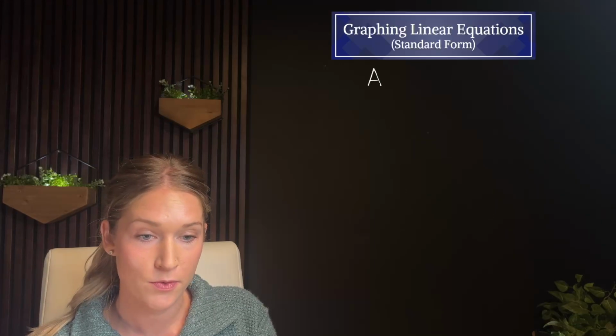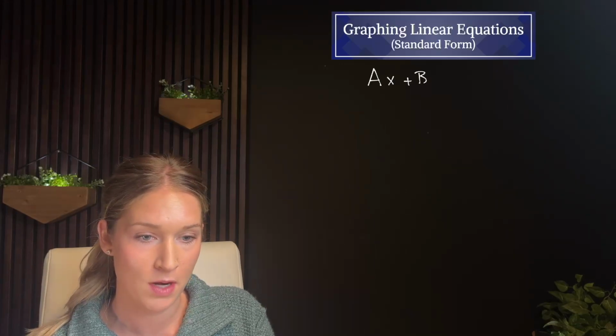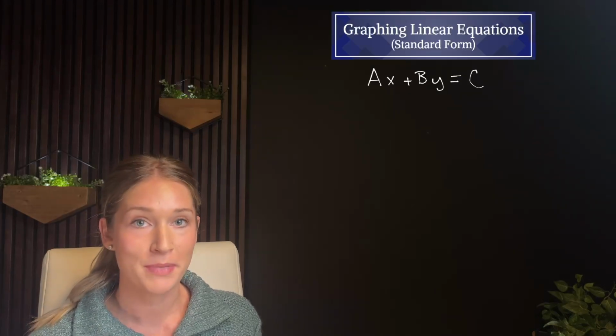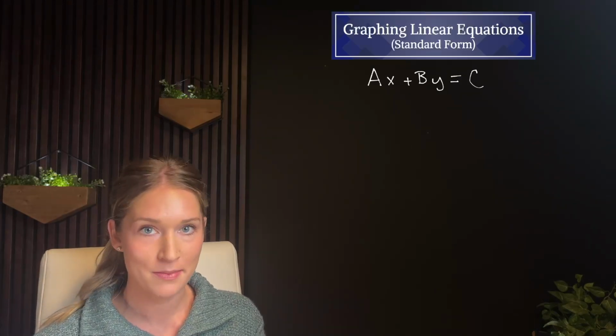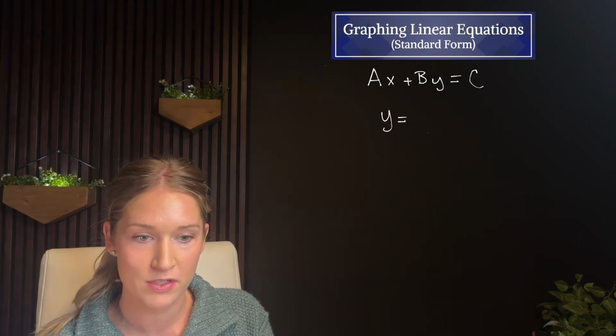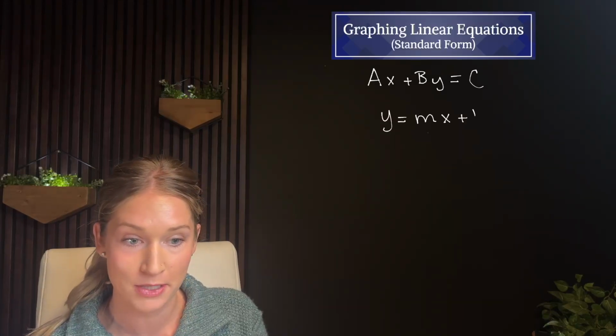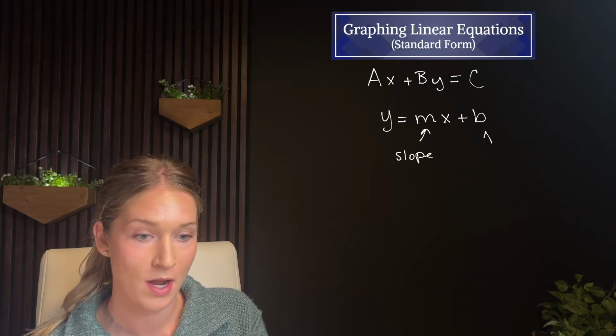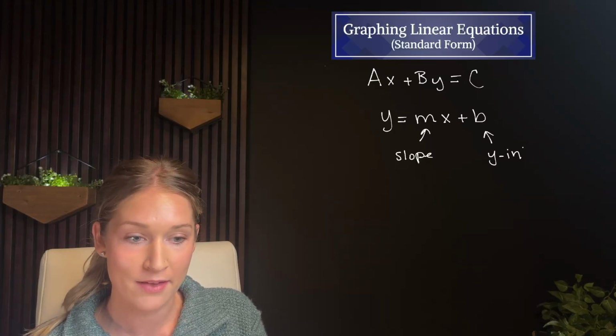Let's talk a little bit more about graphing linear equations from standard form. Remember that standard form is ax plus by equals c, where a, b, and c are just integers. So basically your x and your y are on the same side. Ideally, we have it in slope-intercept form, which is y equals mx plus b, where m is your slope and b is your y-intercept, but we don't have that in standard form.